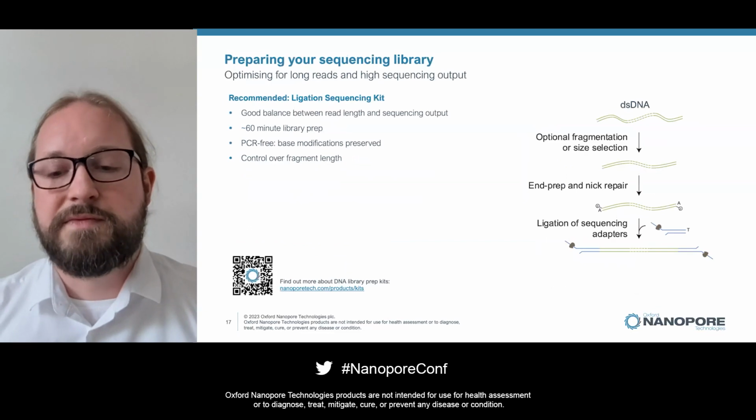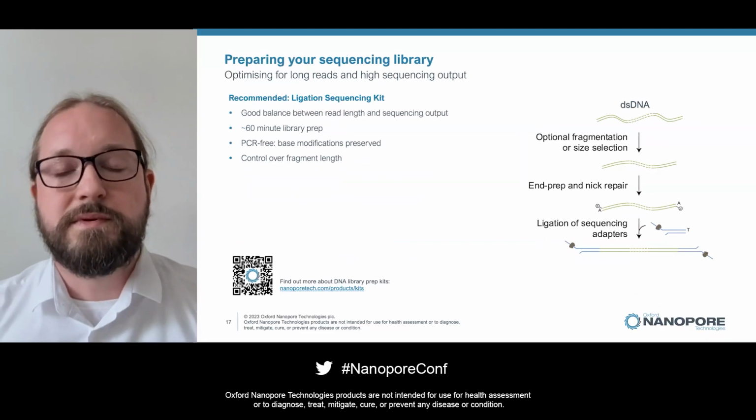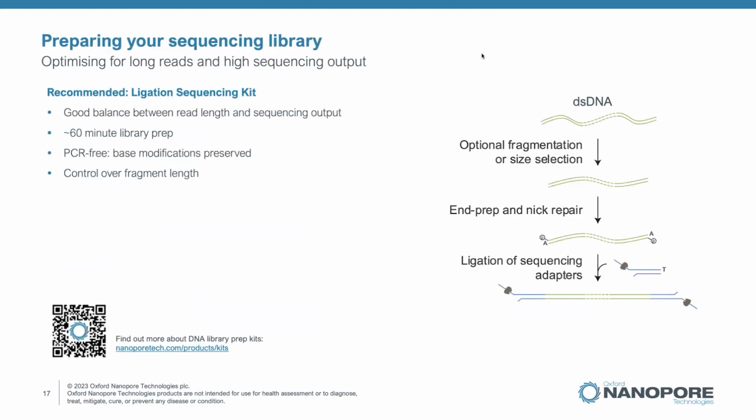As soon as you have your DNA extracted and fragmented, we move on to library preparation. For our example here, it's quite simple. Our clear recommendation is the ligation sequencing kit. It's a good balance between read length and sequencing output.